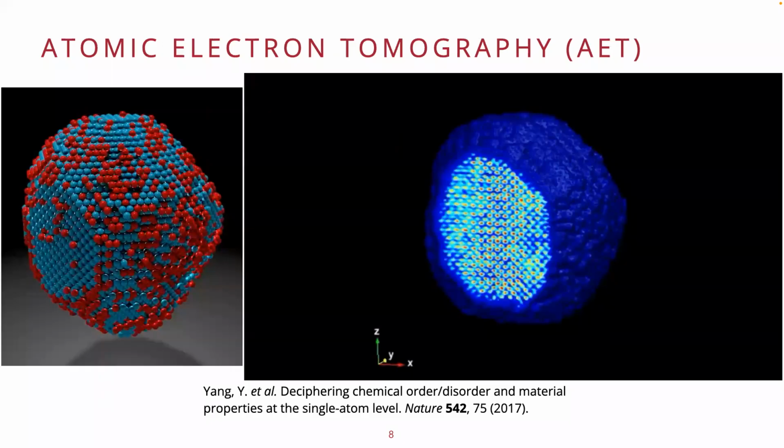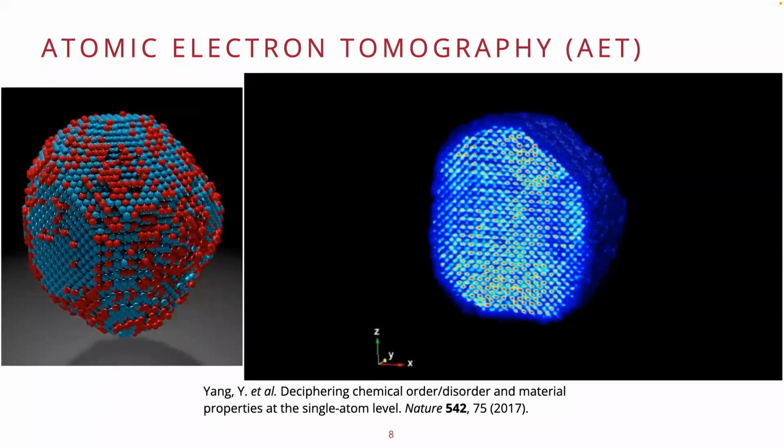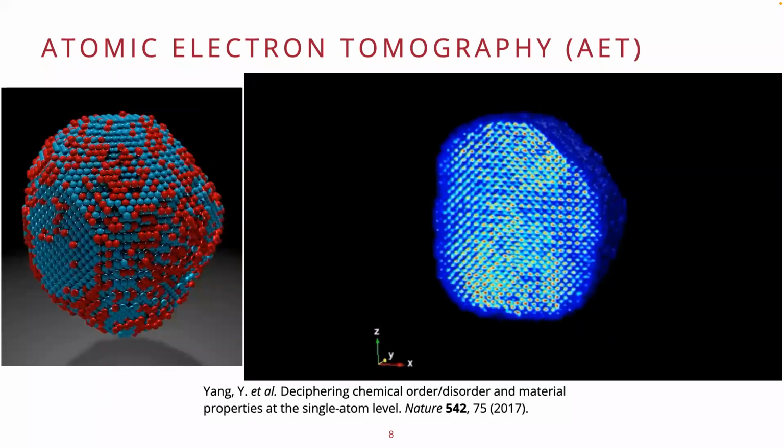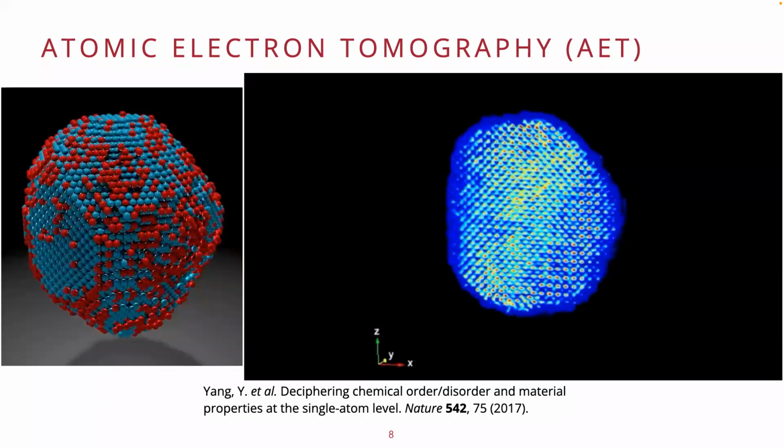So you can start to see this is a crystalline material, and as we're going through, we can start to see that we can actually pinpoint all of these spots and have true 3D atomic coordinates.